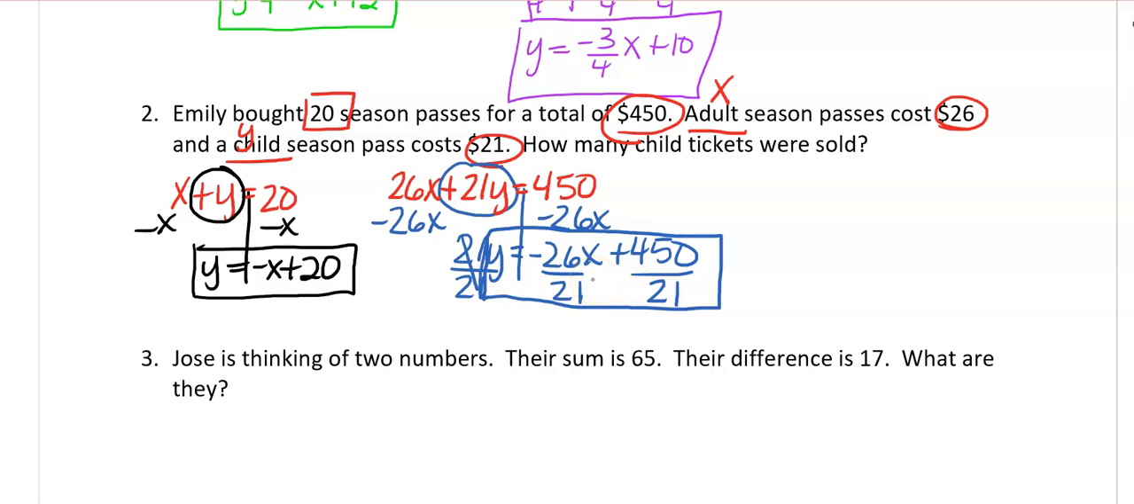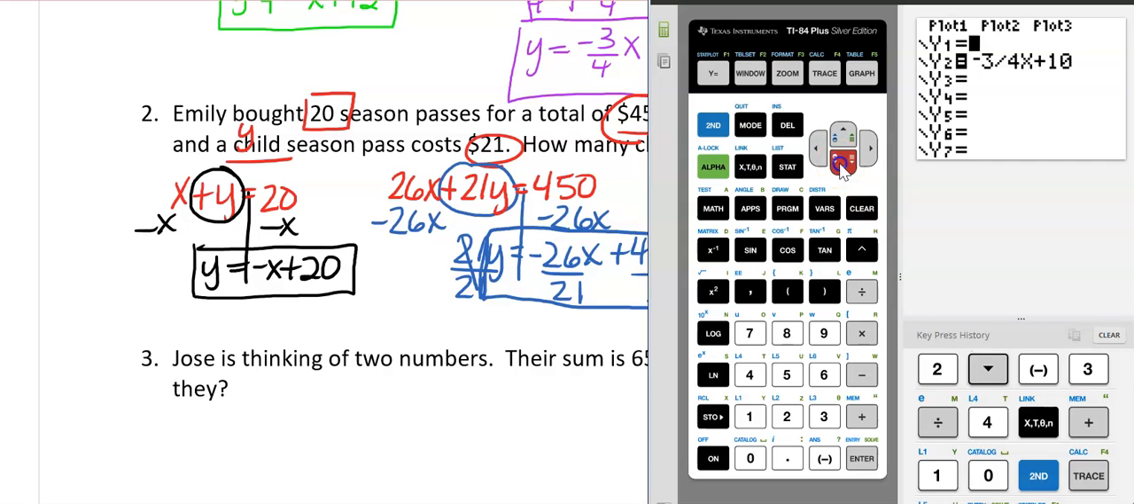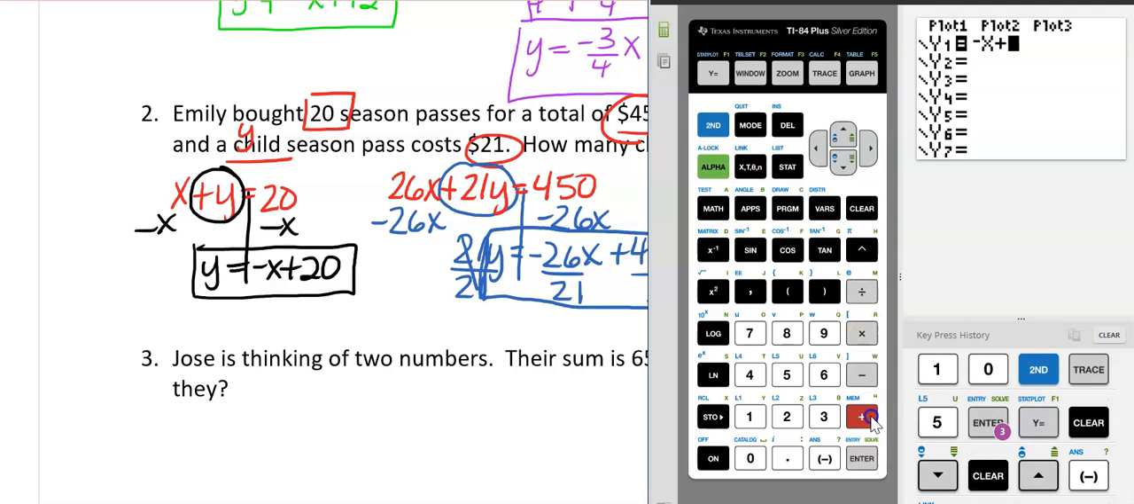You don't have to reduce on these because the question is how many child tickets were sold. So that's all we need to know. So I'm going to go to my calculator. I'm going to go to y equals. I'm going to clear whatever is in there because I don't want my problems to overlap, and I'm going to enter it. Negative x plus 20 for my first problem.